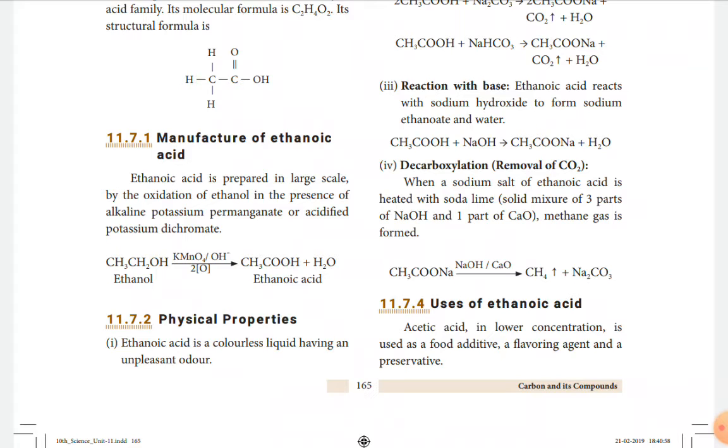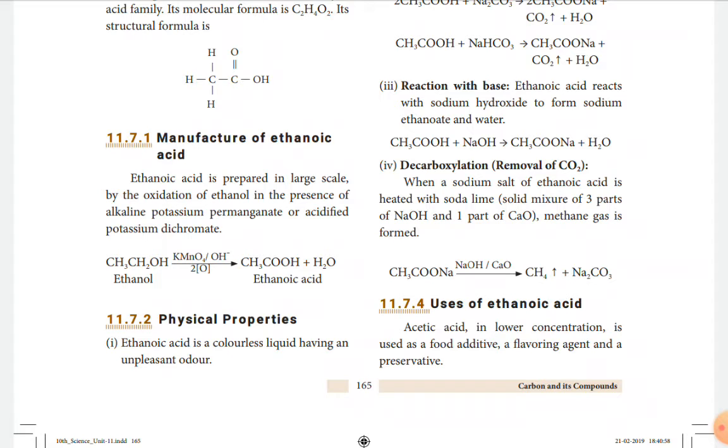So what you have to do is take a rough notebook and write and practice. First you have to write a word equation. How to write a word equation? Ethanoic acid plus sodium hydroxide gives sodium ethanoate plus water. You have to write it in words using the English alphabet. Then try to convert it into the formula. See, ethanoic acid CH3COOH plus sodium hydroxide NaOH gives CH3COONa plus water.